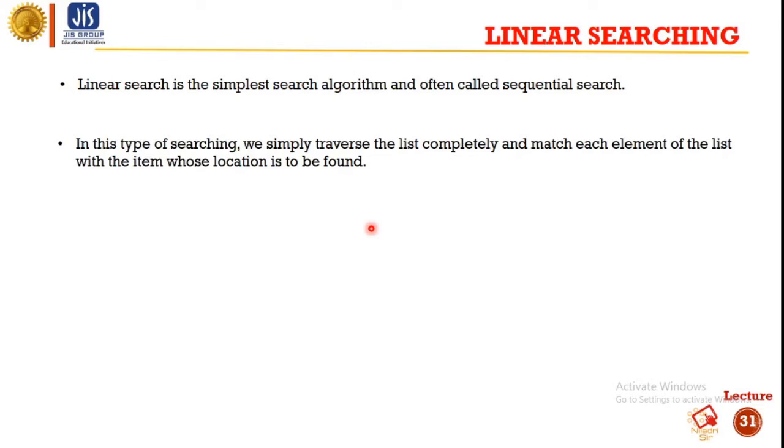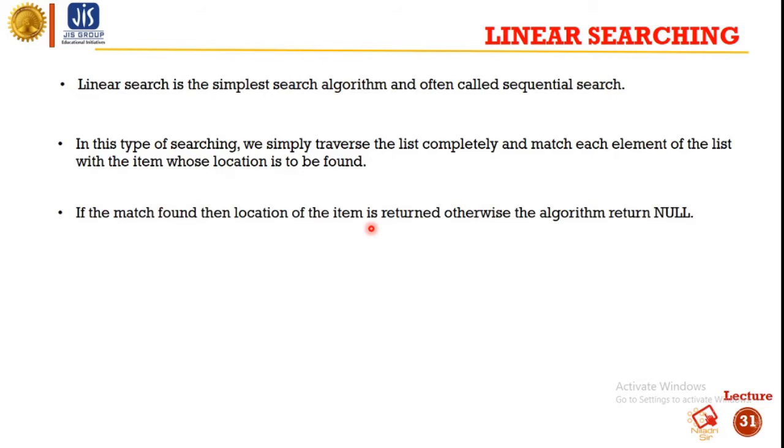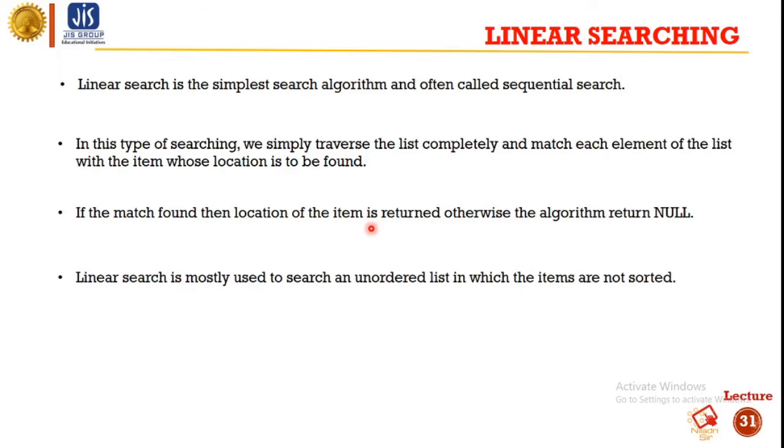In this type of searching, we simply traverse the list completely and match each element of the list with the item whose location is to be found. If the match is found, then the location of the item is returned. Otherwise, the algorithm returns null. Linear search is mostly used to search an unordered list in which the items are not sorted.